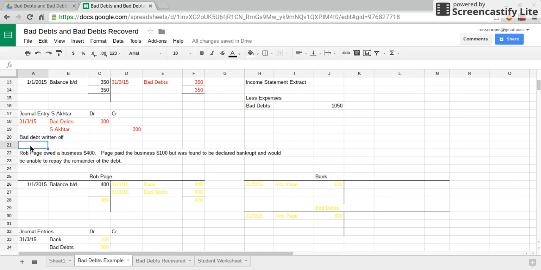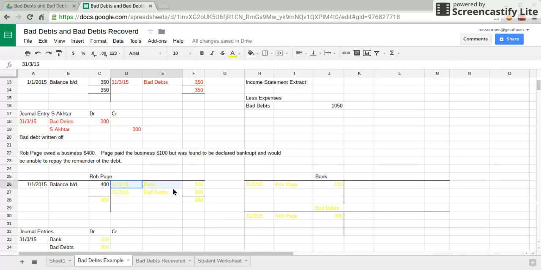Okay, but what we're also going to do is we're going to have a look at a slightly more difficult bad debts question, where somebody's been able to pay us part of the debt and the rest of it's being written off. So with this one, we've got an opening balance that somebody called Rob Page owed the business. And what Rob Page has been able to do is been able to pay $100 of that, but that's it. The rest of it is going to get written off.